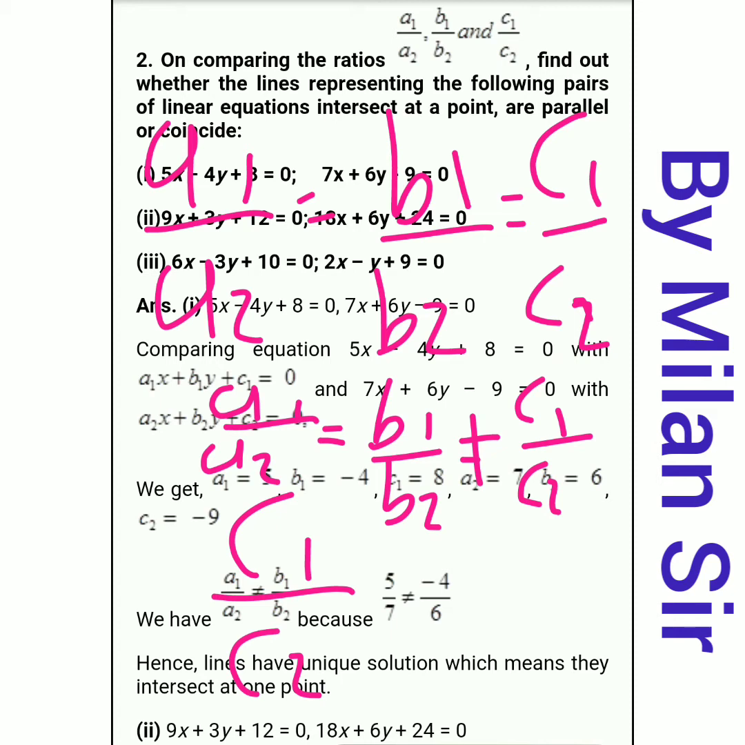So first of all we check A1 upon A2 and B1 upon B2. If these two are not equal, then we can say the lines intersect at a point. But if this ratio becomes equal, then we find our third ratio C1 upon C2. If this ratio equals B1 upon B2, then our two lines are coincident. And if B1 upon B2 is not equal to C1 upon C2, then our two lines are parallel.